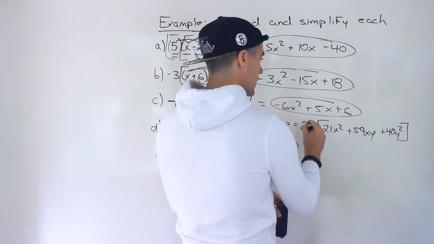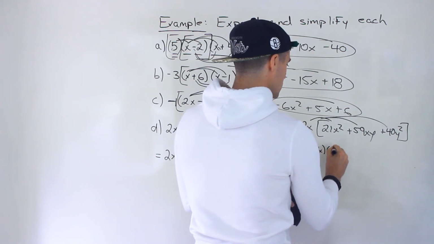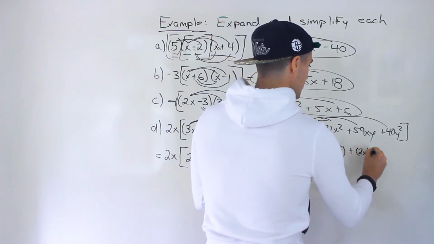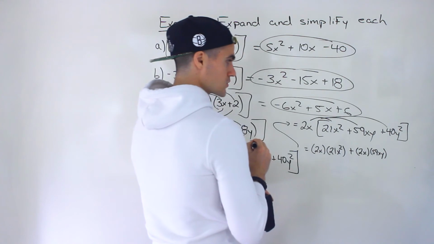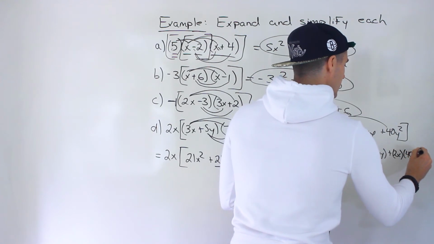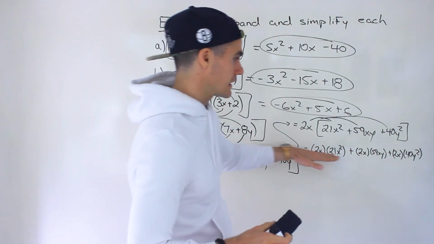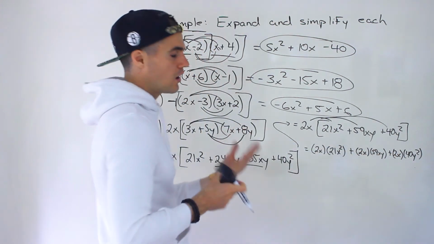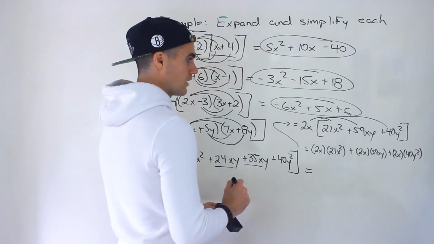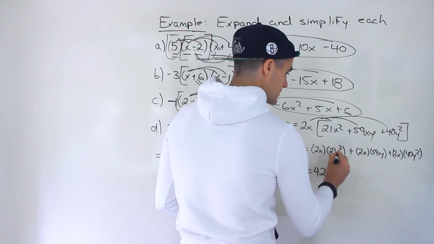You know what? Let's actually write this out. For this one, I'm going to write all of it out. So we'll have 2x times 21x squared plus 2x times 59xy, and then we'll have 2x times 40y squared, like that. Usually when it starts getting complex like this, sometimes I just like to write it fully out. It does take a little longer, but it decreases your chances of making a mistake without doing too much mental algebra. So here, starting with this, 2 times 21, 42, and then x times x squared gives us x to the power of 3.